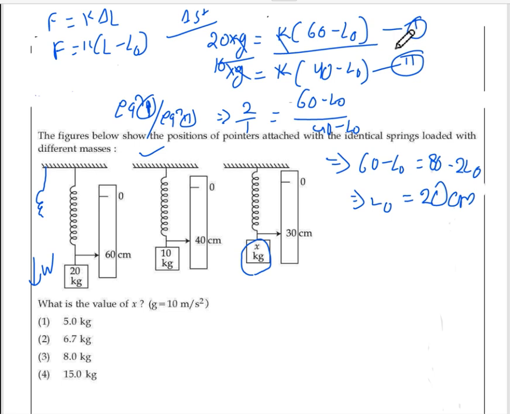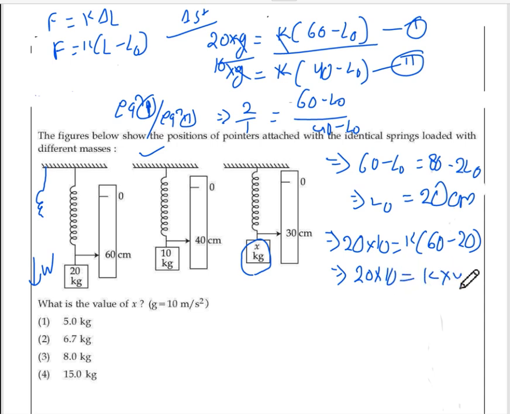20 centimeter. I just put it in equation 1. So if we put in equation 1, it will be 20. Here the g value I can directly put: 10 equal to k into 60 minus 20, which is 40. So I can directly write 10 equal to k into 40. So the 10 gets cancelled, or you can say it will become 2. So 2 will become 5. So k will become 5.